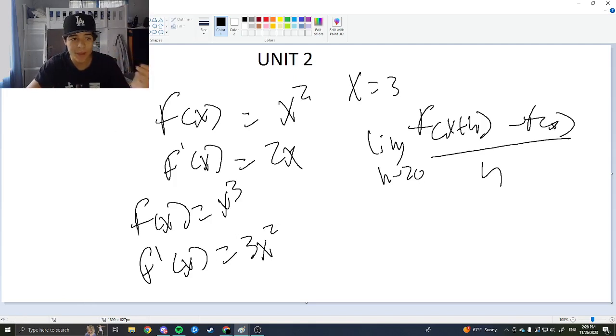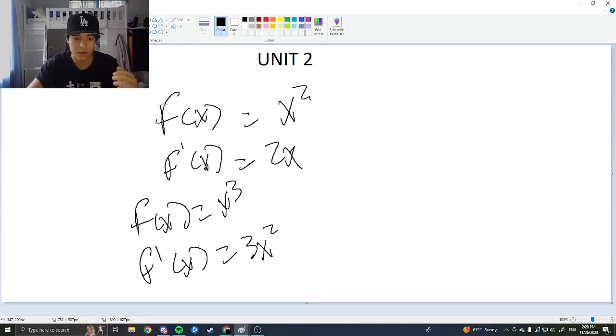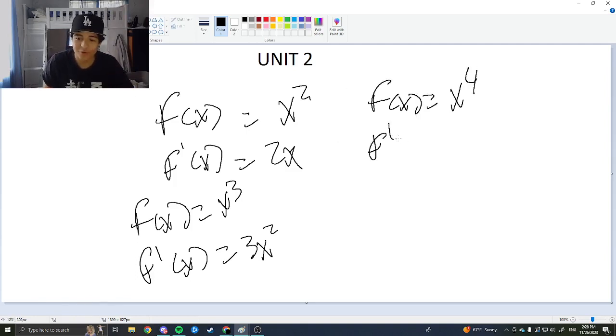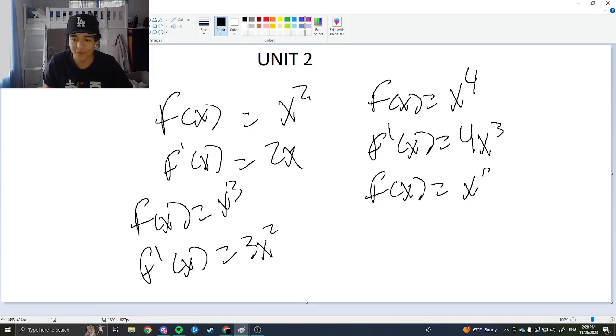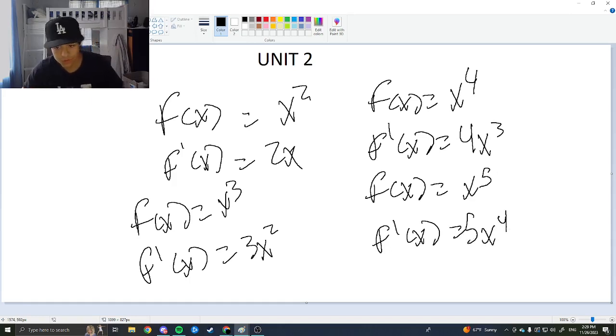So what is the pattern here? What's going on? How would you solve this? I'll do 2 more examples, see if you can figure it out. If f of x is x to the fourth, f prime of x is 4x to the third. If f of x is x to the fifth, f prime of x is 5x to the fourth. So surely y'all can see what's going on here. The power rule: you're taking the exponent, putting it in front of the x, and subtracting 1 from the exponent.